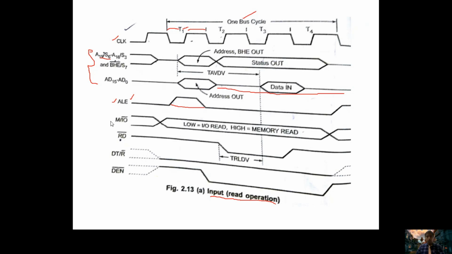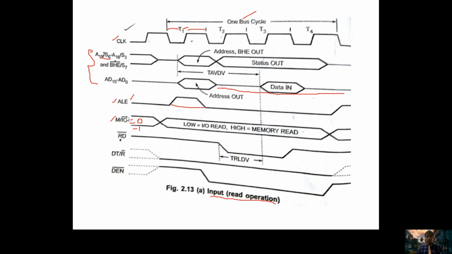Okay. Now coming to M by IO bar. See what is our requirement? Now our requirement is IO operation. So in order to activate IO, my signal must be low. M by IO bar must be zero. Then we can select IO. For example, if I need memory, then I need to select one. For selecting memory, one. For selecting IO, it should be zero.